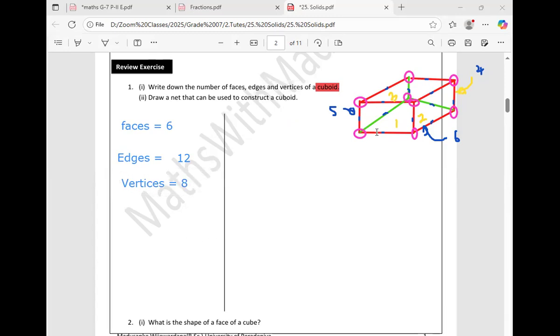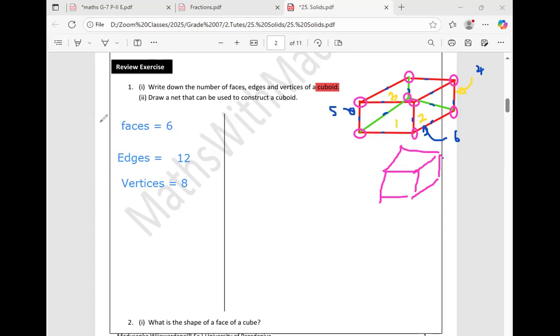So guys, please sketch a cuboid. It should be very simple. You need not draw like this, because I want you to explain each and everything: what are the faces, what are the edges, and what are the vertices, so that I have marked these kinds of things. You can sketch a rough cuboid like this.